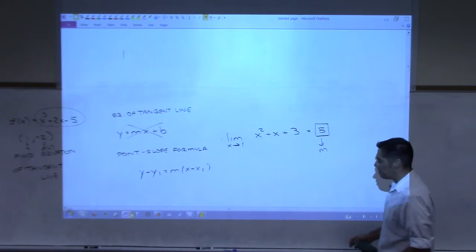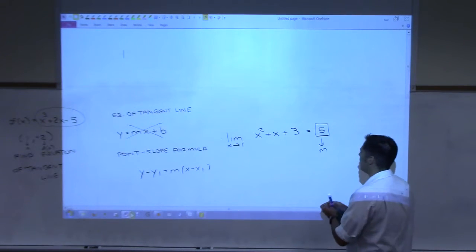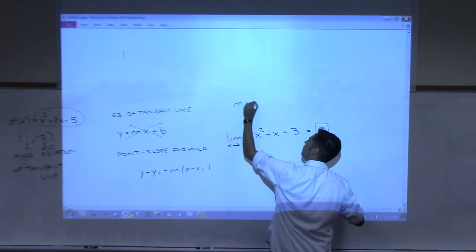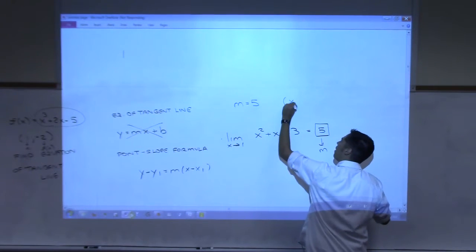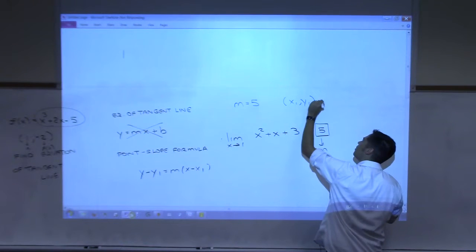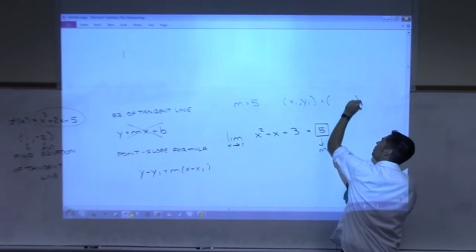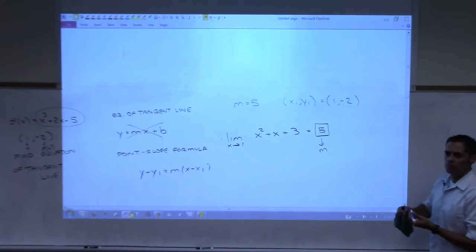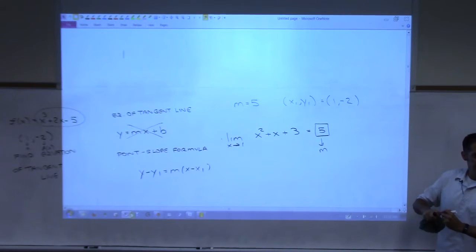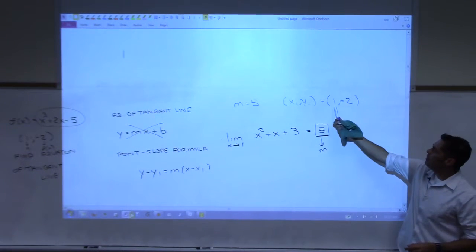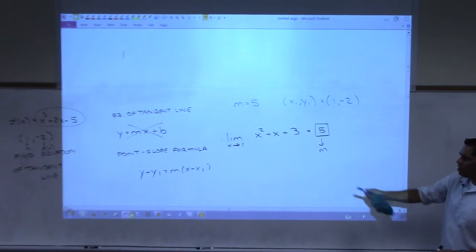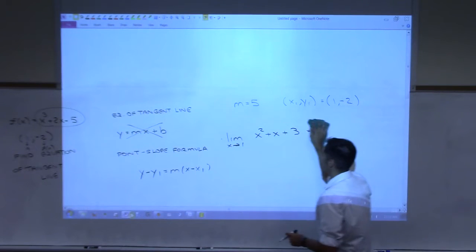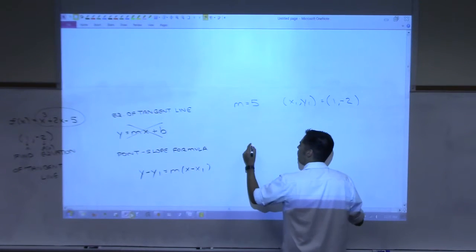Here for us in this problem, we already know that m is 5, right? And we also know a point, any point that lives on the line, would be that point over there, 1, negative 2. So x1 is 1, and y1 is negative 2. So just go to that formula and replace everything. And we get y what?